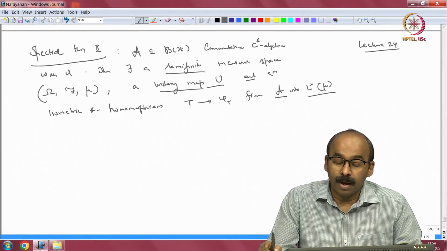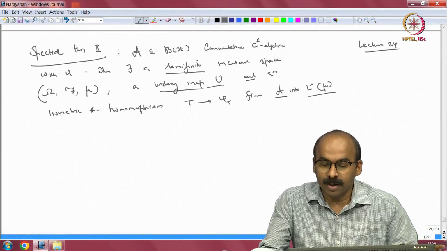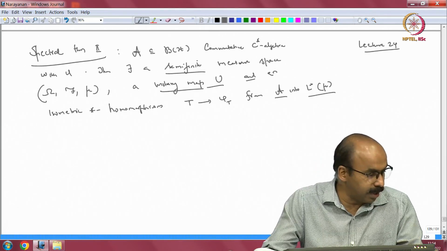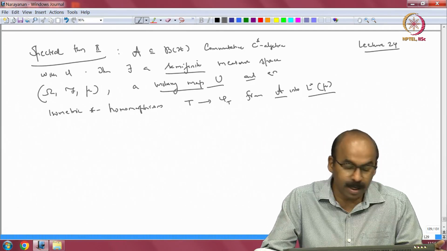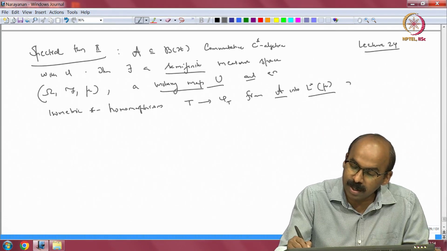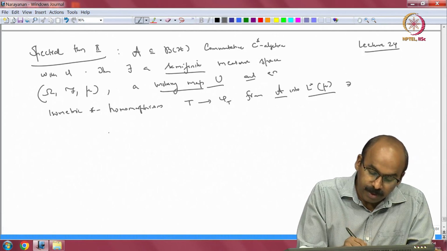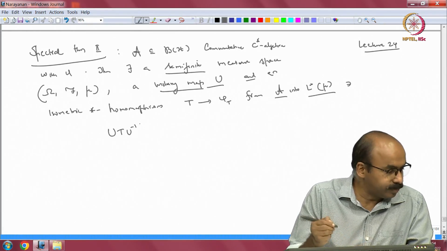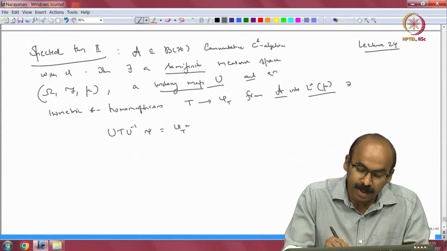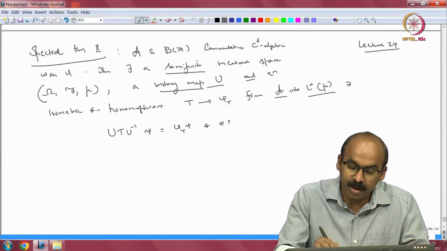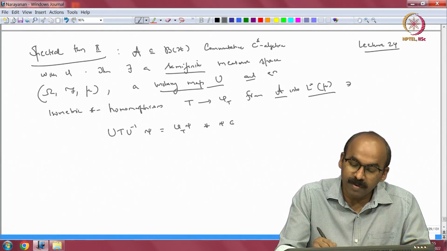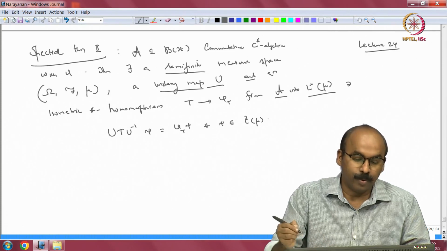And any T is identified with a bounded function phi sub T in L infinity of mu, and the operator becomes multiplication by phi sub T. So that is the identification, such that u T u inverse acting on psi equals phi sub T psi, for every psi in L2 of mu.